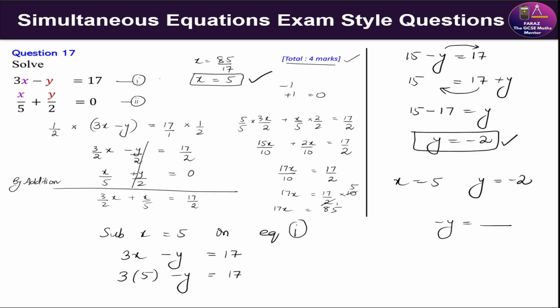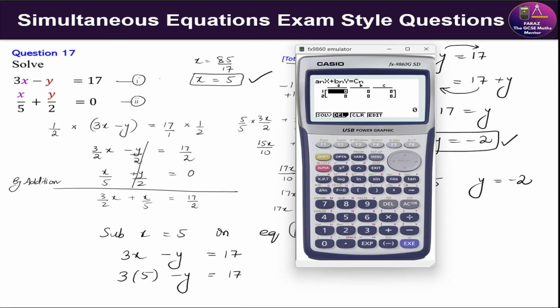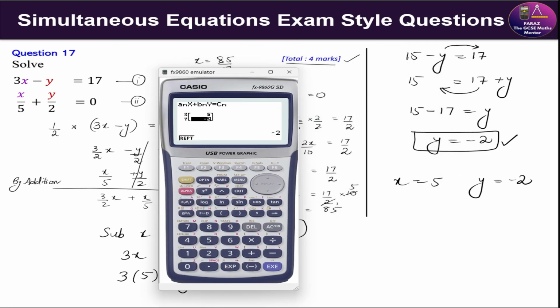These are the answers. Now let's verify it from the calculator. Number of unknowns are 2 there, so we have to write 3, minus 1, equals 17, and this one is 1 over 5, and this one is 1 over 2, and this one is 0. So we can see here that x is 5 and y is negative 2. Alright, let's move to the next question.